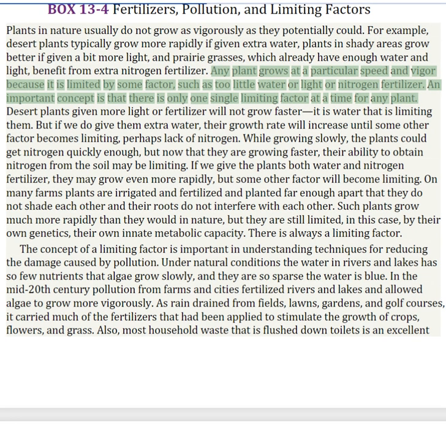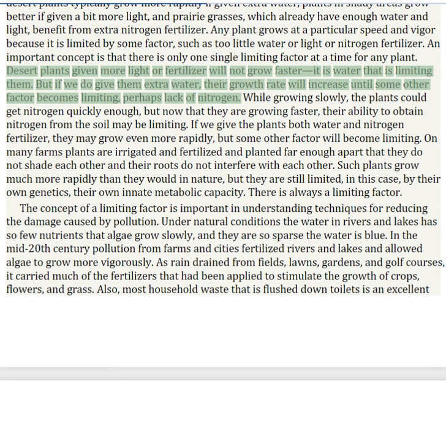Any plant grows at a particular speed and vigor because it is limited by some factor, such as too little water or light or nitrogen fertilizer. An important concept is that there is only one single limiting factor at a time for any plant. Desert plants given more light or fertilizer will not grow faster, it is water that is limiting them.